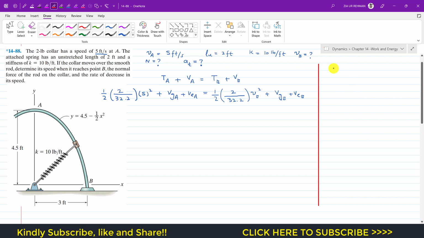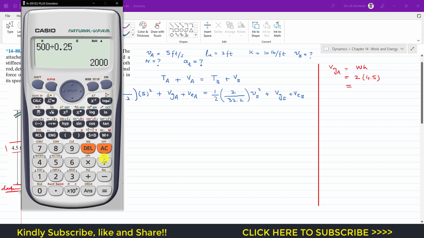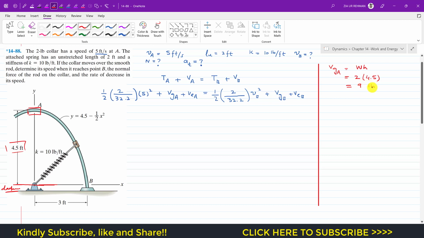So now the gravitational potential energy at A is always equal to the weight times h, but we have to define our datum line. So the x-axis is our datum line. This is our datum line for the gravitational potential energy. So when the collar is at A, the height from the datum line is 4.5 feet. So that will be equal to weight, which is 2 pounds, so 2 into 4.5. That is 9 pound feet.